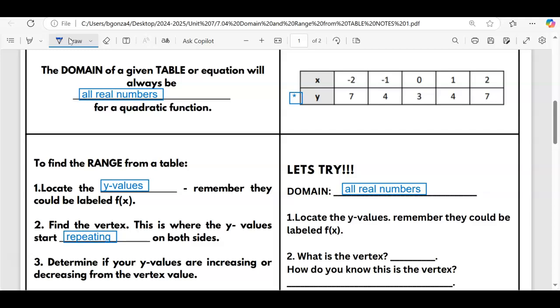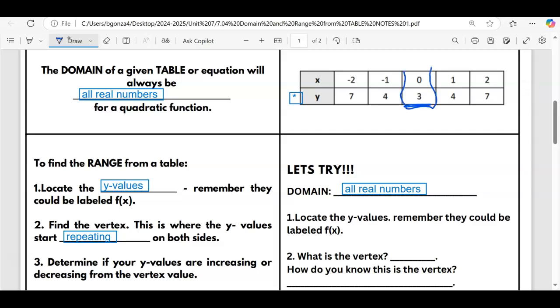Where's the center number? 3, right? You've got 7 and 7 repeating, 4 and 4 repeating. So 3 is like the center. We call it the vertex. So even though you can't see it on a graph, you can kind of see it in the numbers on a table, wherever they're symmetrical, wherever they meet, that's the vertex.